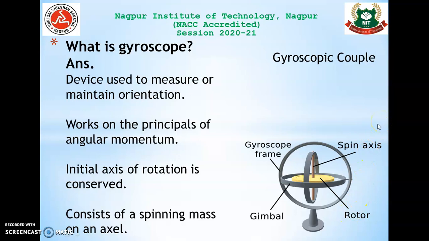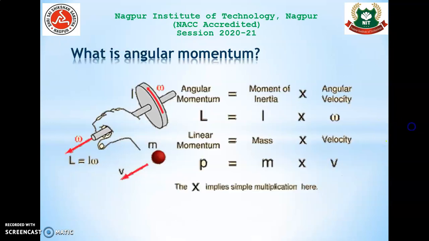Now we will see the principle of angular momentum. Angular momentum is nothing but the product of mass moment of inertia and the angular velocity. For example, here we have indicated angular momentum as L, mass moment of inertia as I, and angular velocity as omega. So angular momentum is nothing but a product of I into omega.